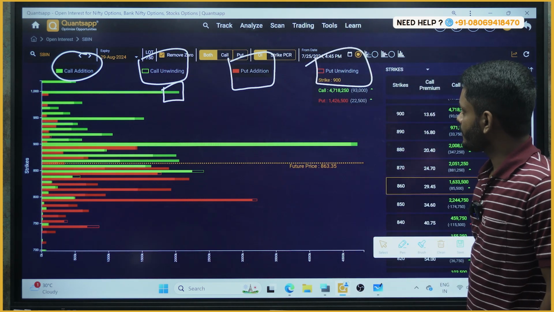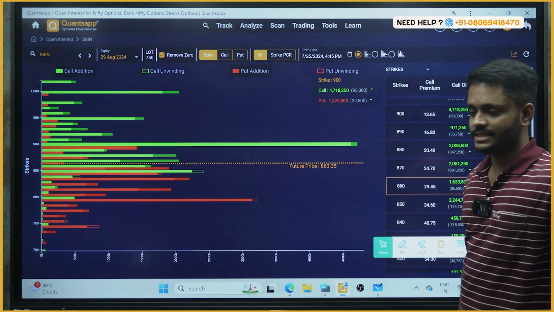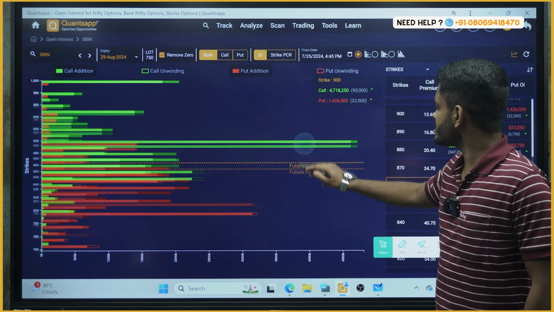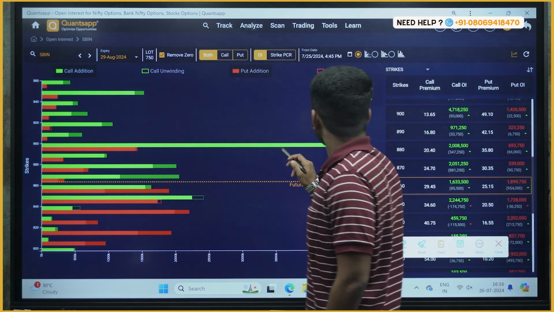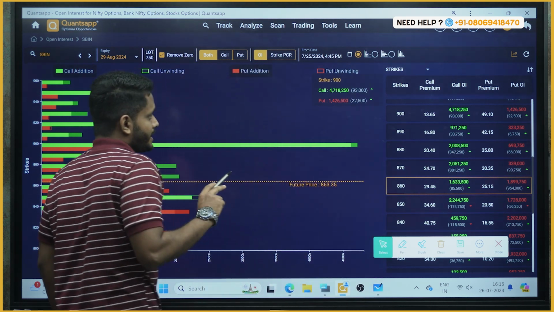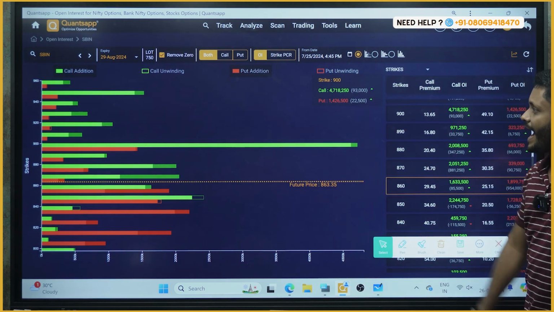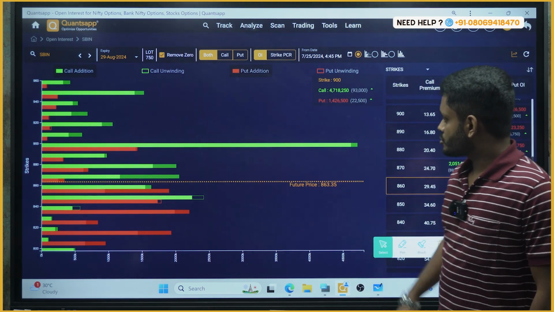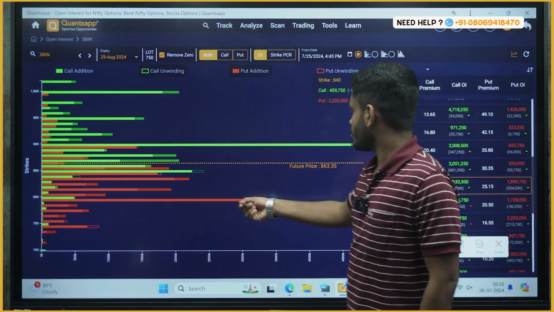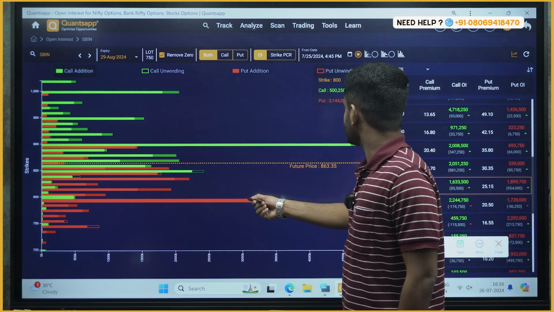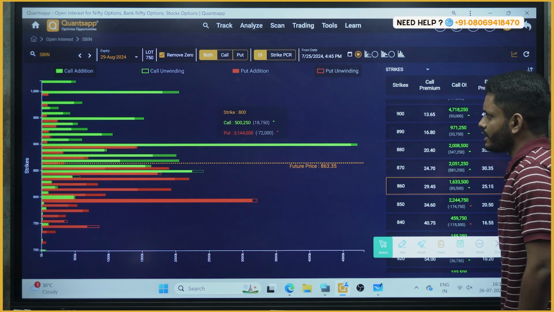Okay, so now say for example the current price is somewhere around 863 and I can see the strongest call writers are present somewhere around 900 levels. If you see, approximately 47 lakh contracts are opened at 900 level and 93,000 contracts have been added today. And if you see, the strongest put is somewhere around 800 levels. Okay, you can see the strike over here.